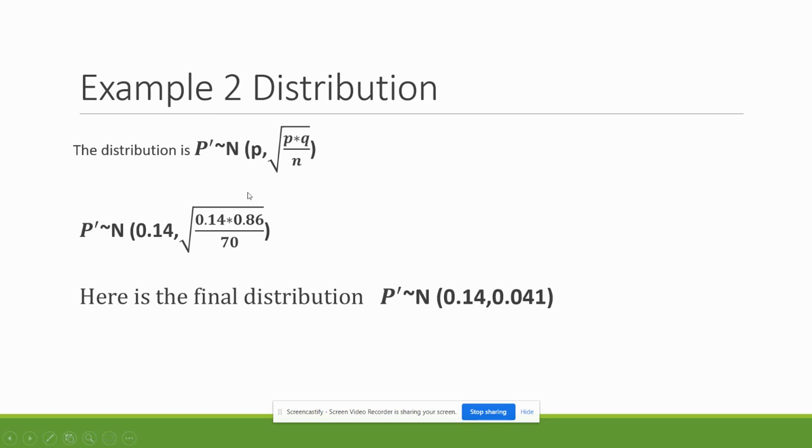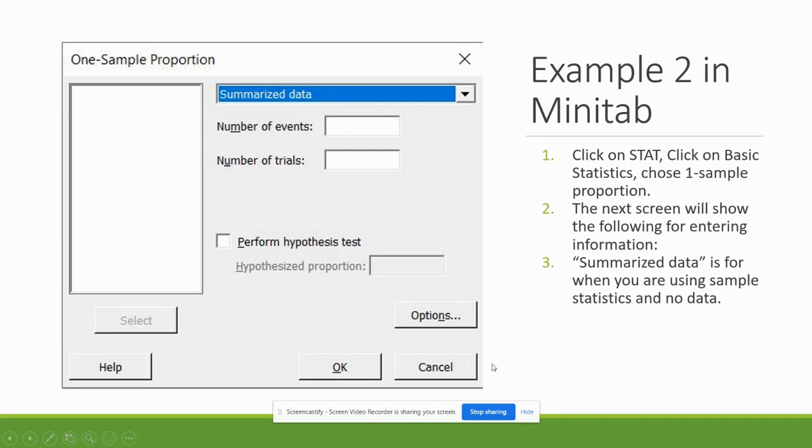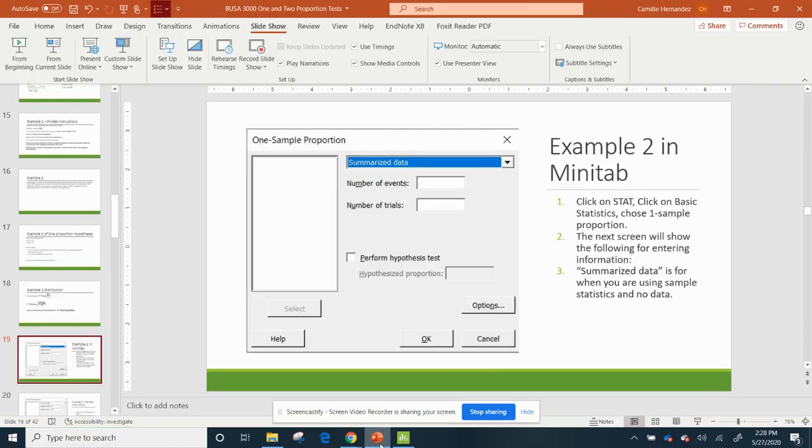Oh, one more quick thing. Here's my distribution. So P approximates the normal with 0.14, comma, the square root of 0.14 times 0.86 divided by 70. So I get that here's the final distribution. P approximates the normal distribution of 0.14, comma, 0.041. Okay, so let's go to Minitab, and I'll show you how to do it really fast.